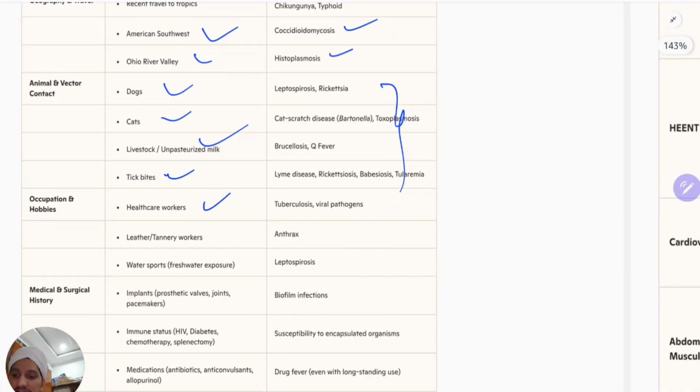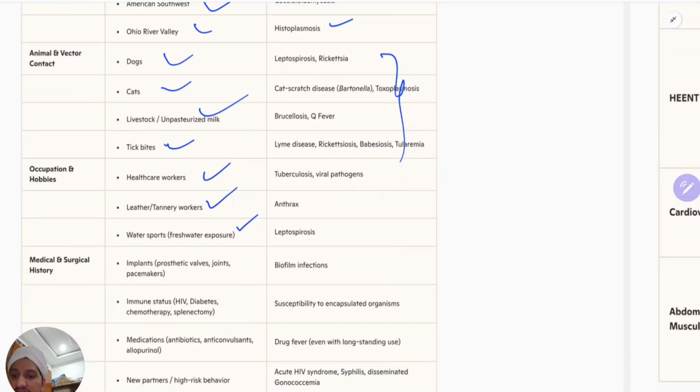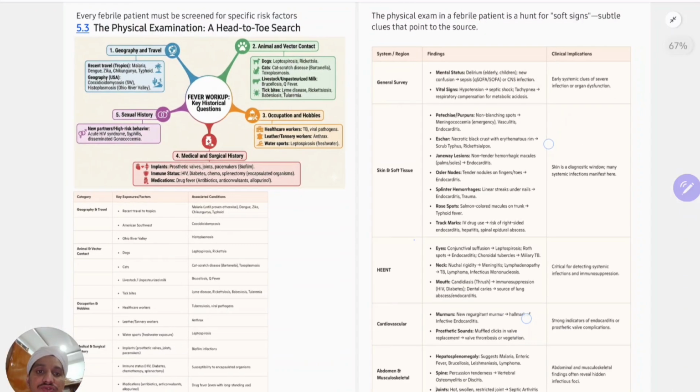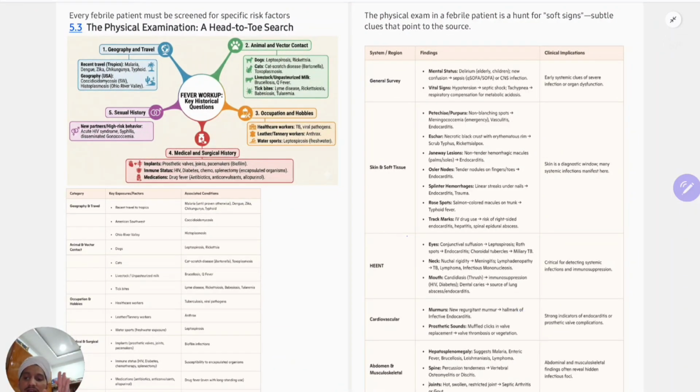Healthcare workers are at risk of TB. Leather workers, anthrax. Water sports, leptospirosis. Medical and surgical history: implants, immune status, medications. New partners or high risk behavior: HIV, syphilis, and gonococcus. Three things you should remember in a high risk patient with high risk behavior. So these are the five things you should ask in patients: geography, animal and vector contact, occupation, medical history, and high risk exposure.